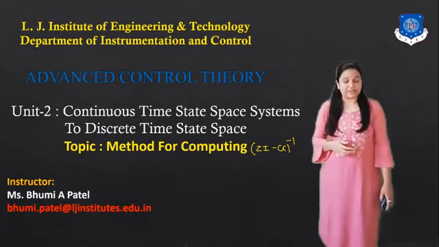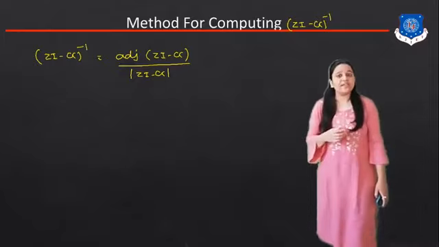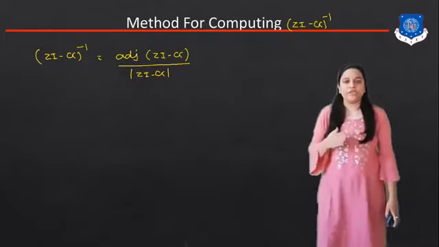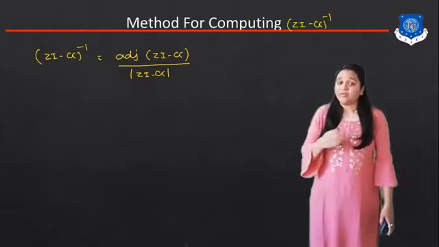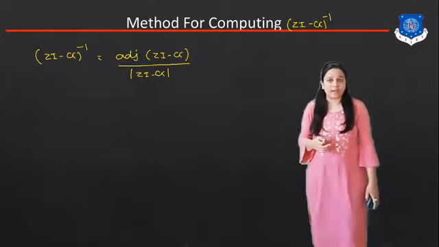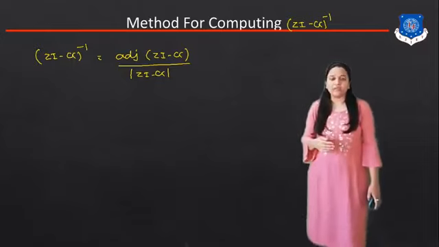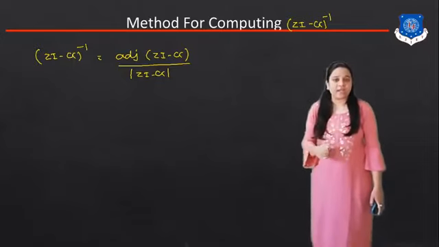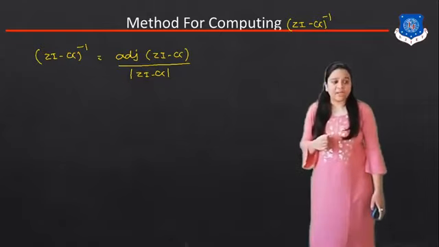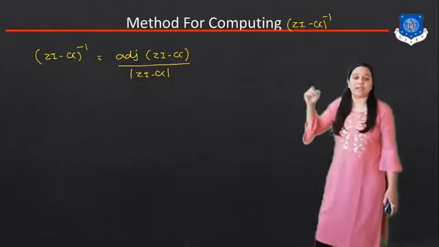space analysis. As you know, in the continuous time system, the state equation is x dot equals Ax plus Bu with respect to time. When we deal with the discretization system, the system equation becomes x of k plus 1 equals G x of k plus H u of k, where k is our sample and T is our sampling period. So today's topic is the method for computing (zI minus G) inverse.